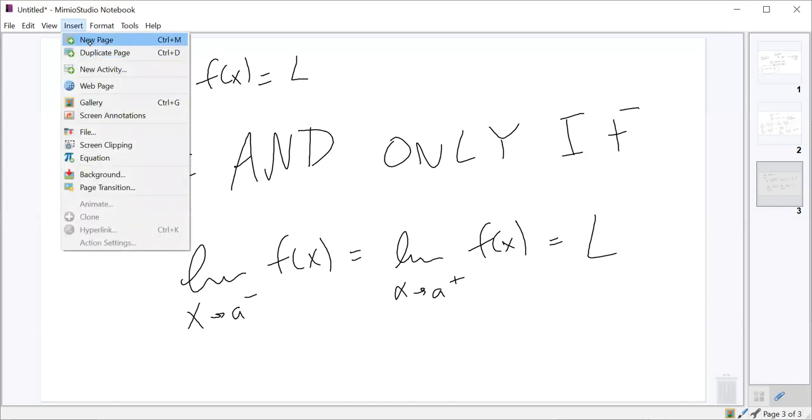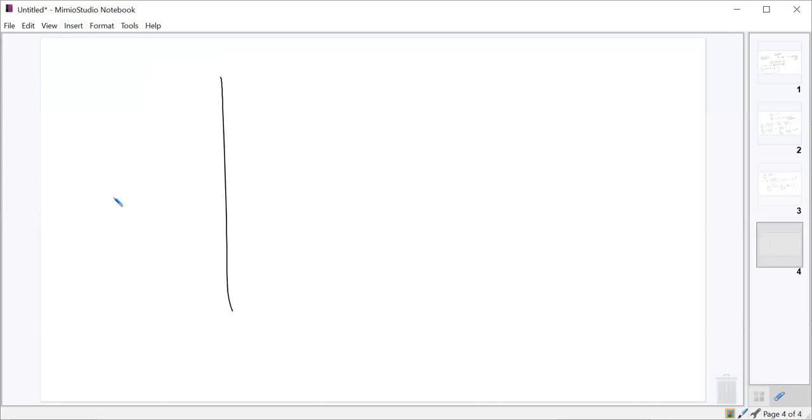And oftentimes they will throw in something, and they'll give you a little picture where they're going to do something, who knows what they're going to do, but something like this.